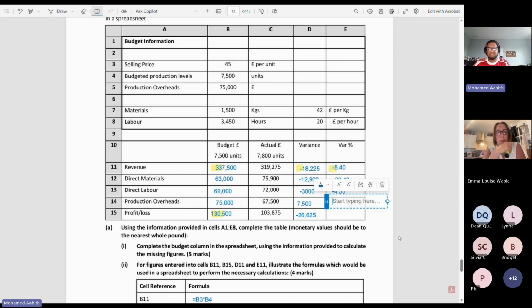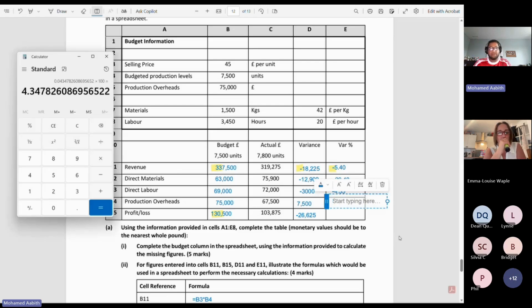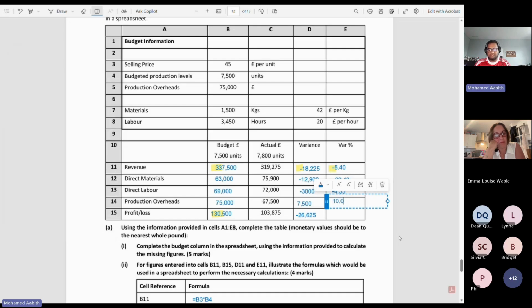The last one is straightforward. It's going to be 10% because 7,500 divided by 75,000 times 100. It's going to be 10%. So here, 10.00. Okay. Make sure the zeros and decimals don't go away.